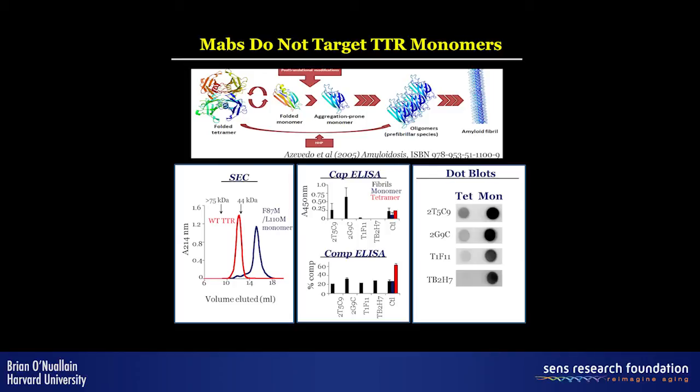However, just to show, under some instances there is reactivity. For example, when you put TTR monomers on a surface, now our antibodies reacted very strongly with it, suggesting they bind to a cryptic epitope on the non-native protein.